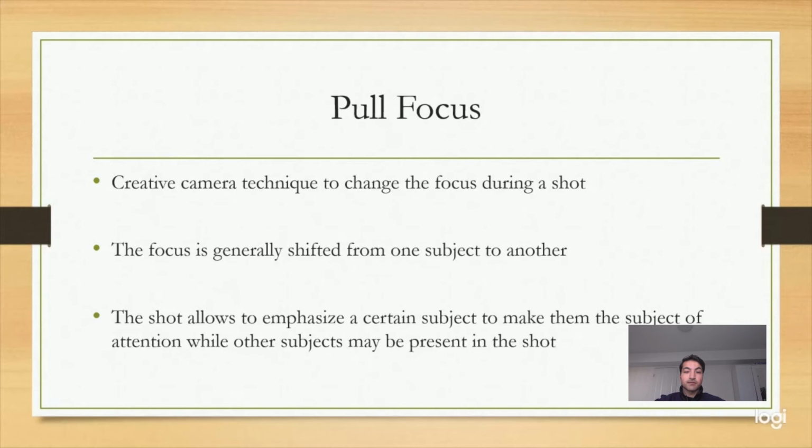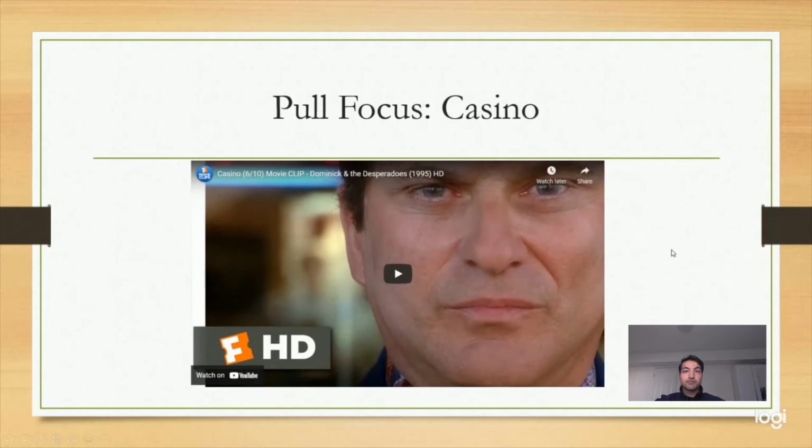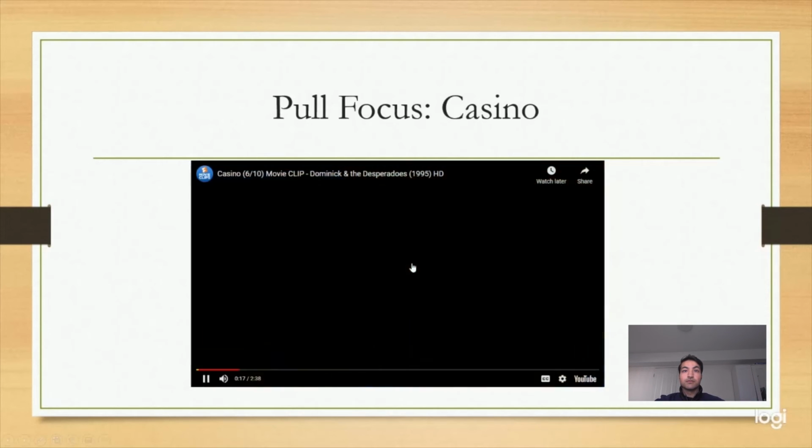The next shot we'll be talking about is the pull focus. This is a creative camera technique to change the focus, usually from one subject to another during a single shot. The shot allows us to emphasize a certain subject to make them the subject of attention, while other subjects may also be present in the shot. It's commonly done during scenes of dialogue when there may be a need to capture the emotion of other subjects momentarily. Here's another good example of Martin Scorsese using the pull focus technique in his film Casino.